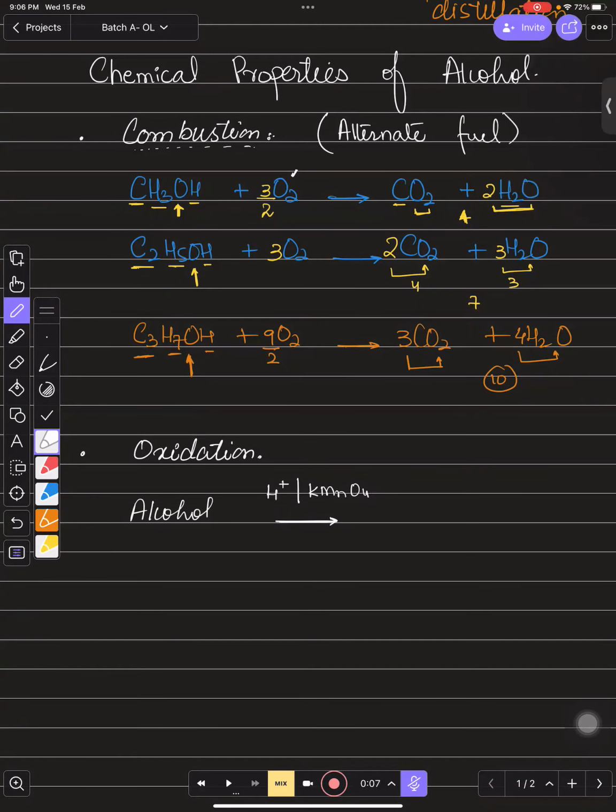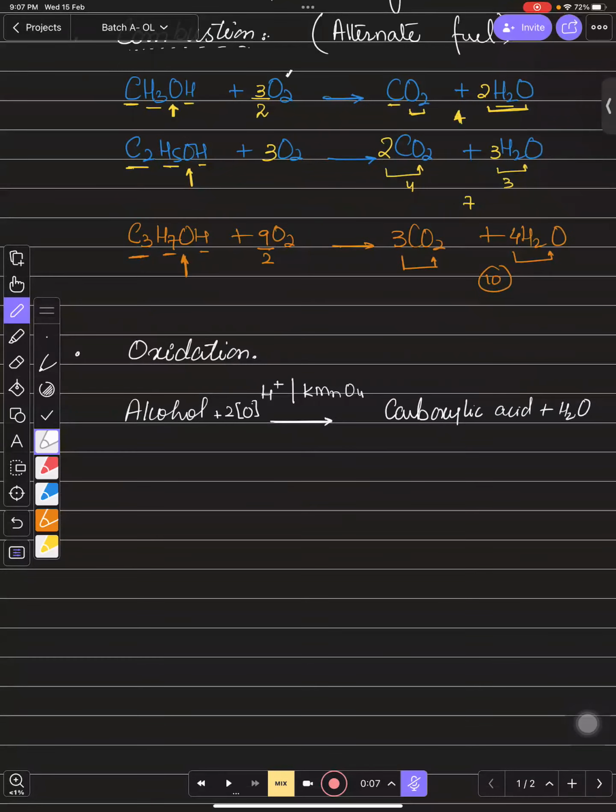So KMnO4 is the oxidizing agent, and it will provide oxygen, children. So it will provide atomic oxygen all the time. So you need to write oxygen in this way, right? It means it is providing oxygen in atomic form, right? And all the time, whenever you are oxidizing alcohol, it is always going to form carboxylic acid along with the water molecule. This is the second chemical property of alcohols. All the time when they oxidize, they form carboxylic acid.